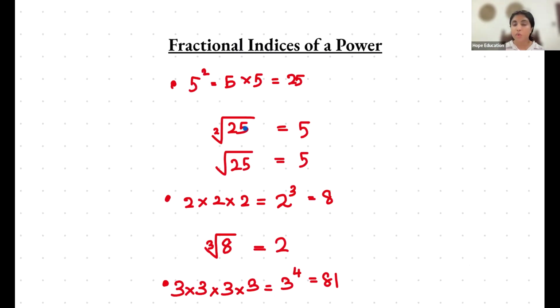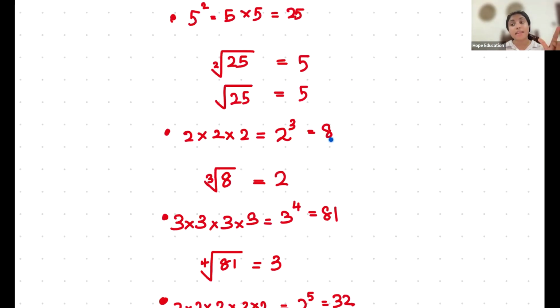So that means I should put a 2 here. But generally for square root, I don't put 2. I just draw this root sign. That is enough. Then 2 times 2 times 2 is 8. That means 2 to the power 3 is 8. 2 cubed is 8, which means the cubic root of 8 is 2. It takes three 2s to make 8, so the cubic root of 8 is 2. Up to that point, is it clear?